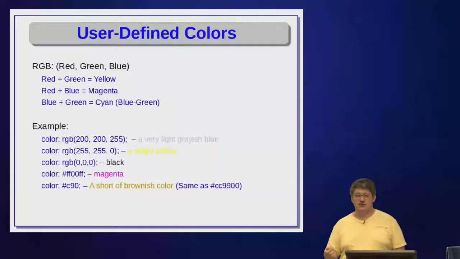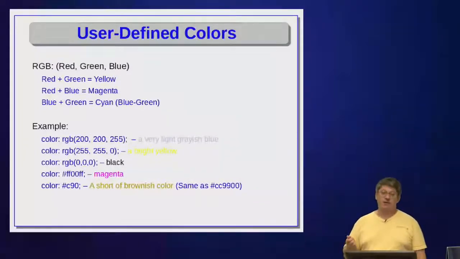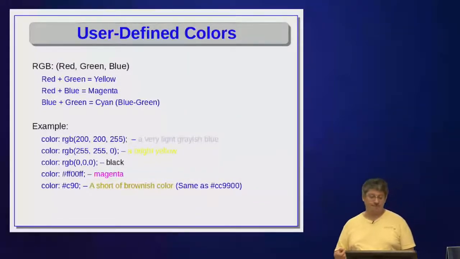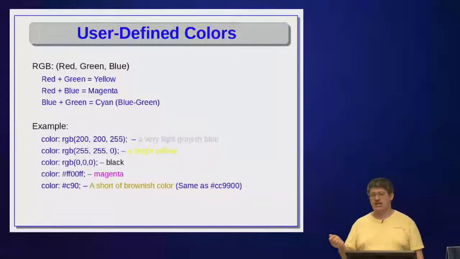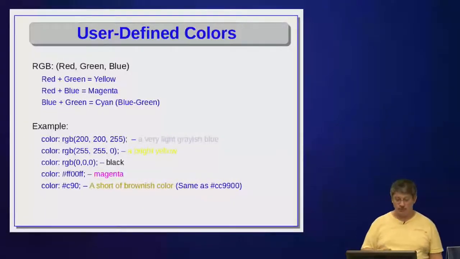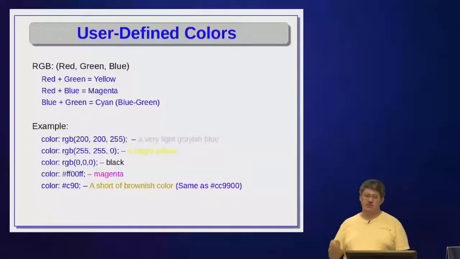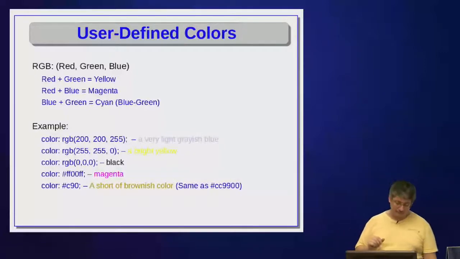With light, things are different. With additive colors, our primary colors are red, green, and blue. To get yellow, we have to add red and green. If we add red and blue, we get not purple, but magenta, which is sort of a lighter shade of purple. If we add blue and green, we get sort of a blue-green color we call cyan.